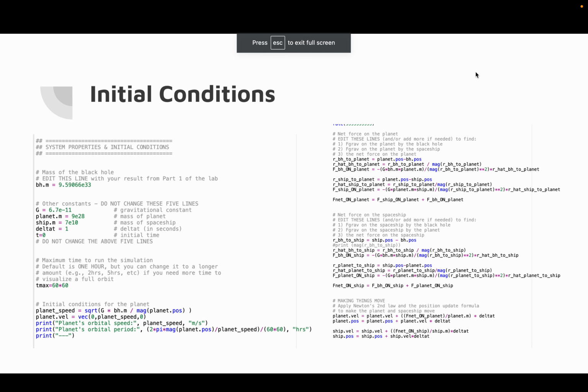So part 2, don't crash. Again, we have to set up the initial properties for this Glowscript model. As you can see, the mass of the black hole found in part 1 is inputted here. And on the right, to find the velocity of the spaceship, we find the net force on the planet and the net force on the spaceship, and we also utilize the velocity update formula and the position update formula here to actually show each iteration step.